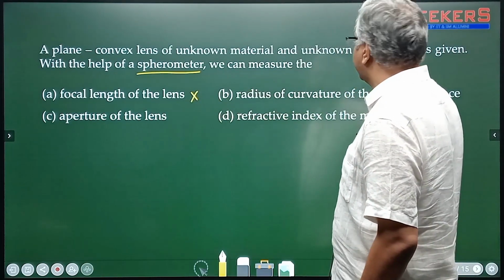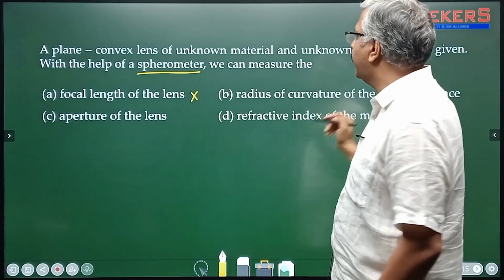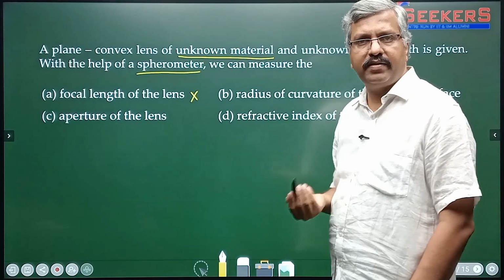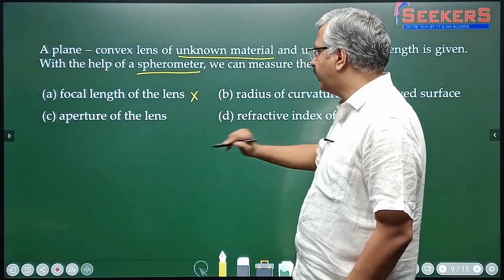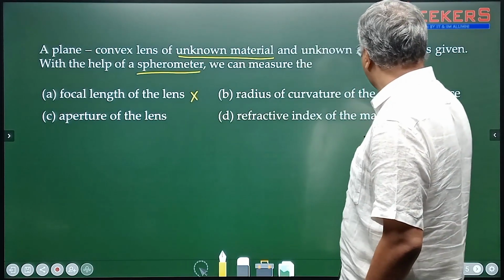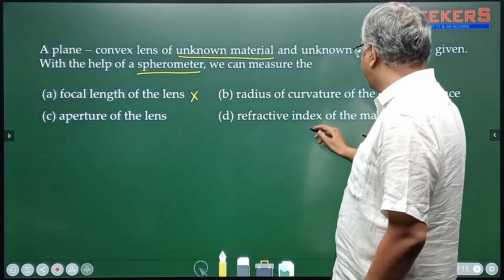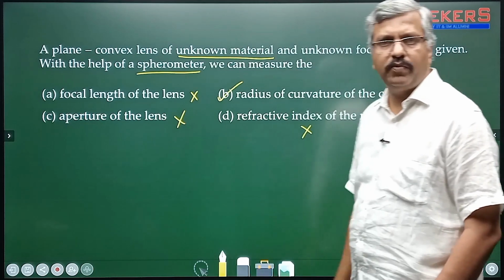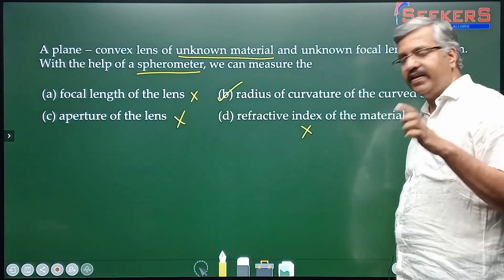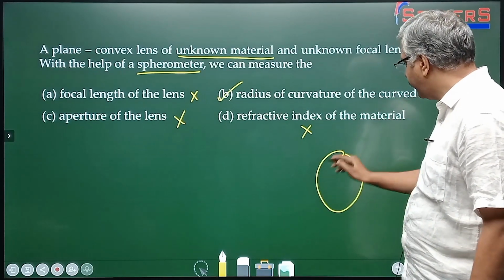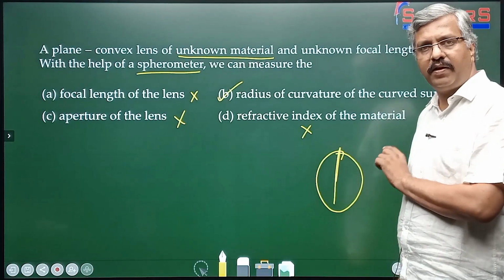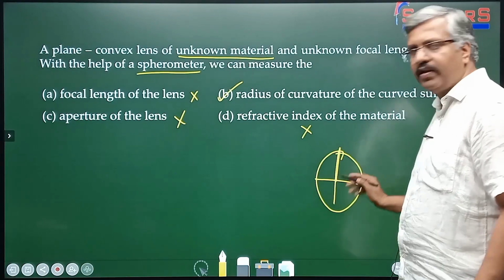Yen adukku namakku refractive index venum. So unknown material na namak refractive index theriyadu. So idu panna mudiyadu. Aperture of the lens, radius of curvature of the curved surface, refractive index. Idu kandupidikka mudiyadu. Idu mattu mudiyum, idu mudiyadu. Aperture has to do with the size. Ipdi or lens paapinga ipdi irukum. So it will be this size. But spherometer la neenga enna panna mudiyumna idoda radius evlo adha kandupidikka mudiyum.